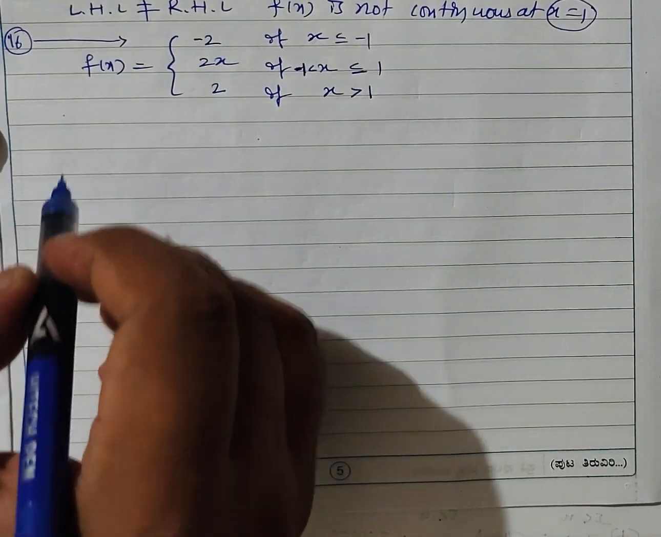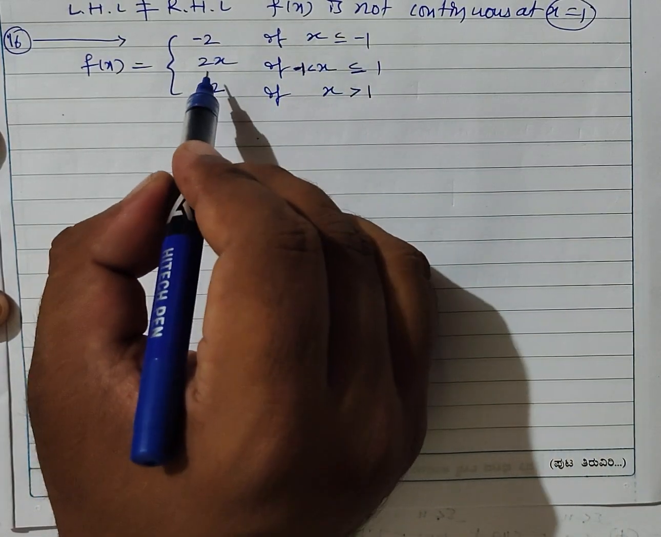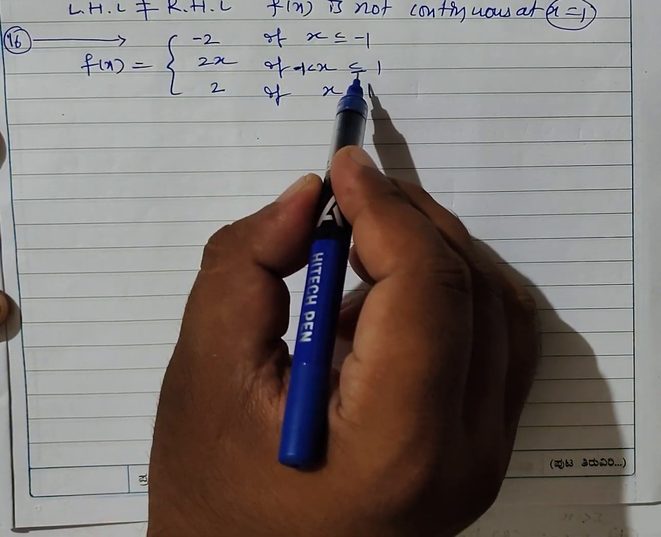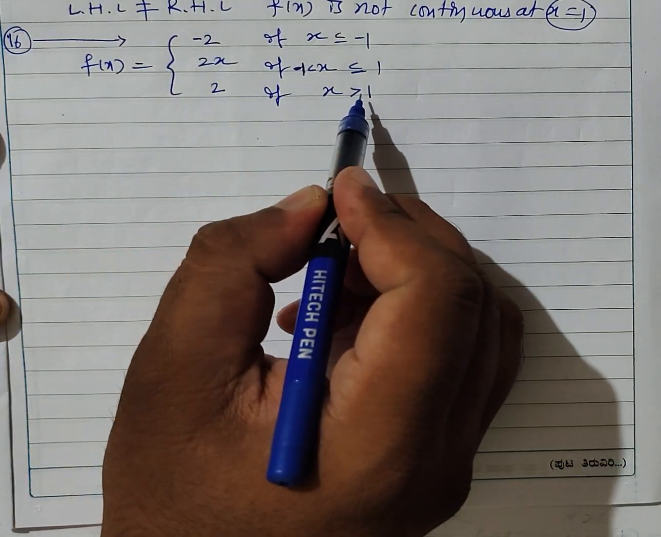Question number 16. The function f of x is equal to minus 2 if x is less than or equal to minus 1. It should be 2x if x is greater than minus 1 and less than or equal to 1. It should be 2 if x is greater than 1.